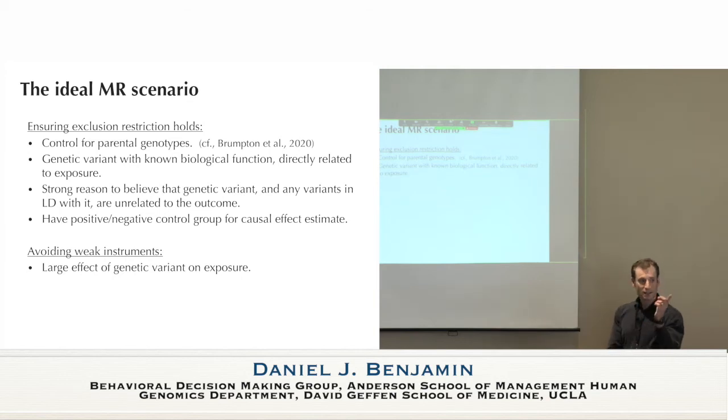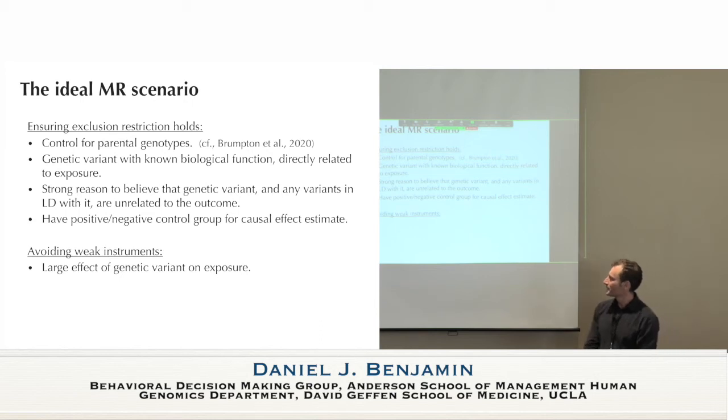And then this is Tanner's idea. Use a genetic variant with a known biological function that's directly related to the exposure. Now, you also ideally would have strong reason to believe that not only the genetic variant, but also all the variants in LD with it are unrelated to the outcome. Okay, so this is the ideal. And someone else mentioned also having a positive or negative control group for the causal effect estimates can give you further confidence, like we saw in these examples.